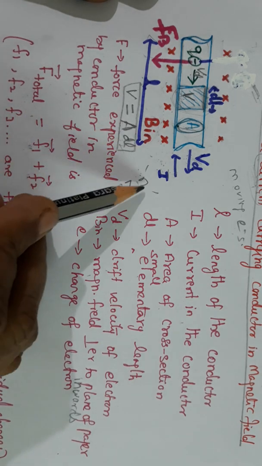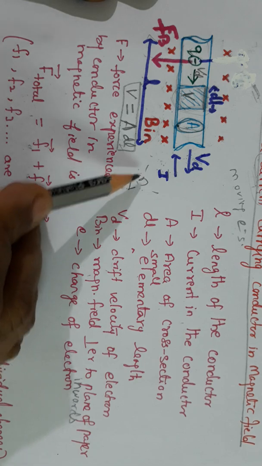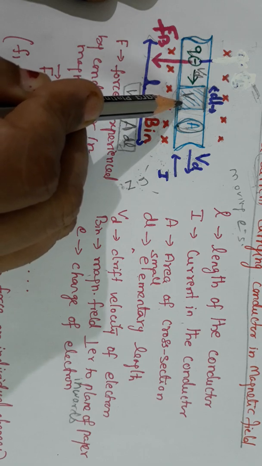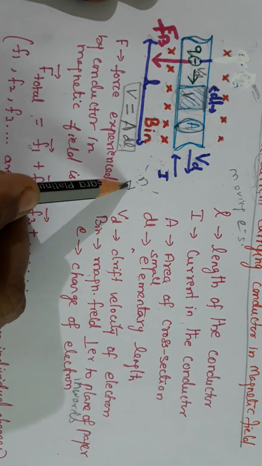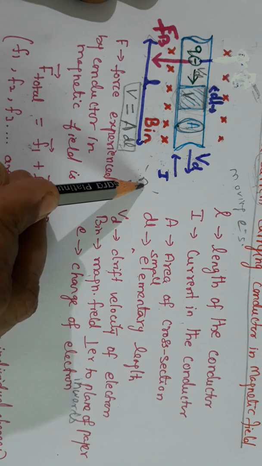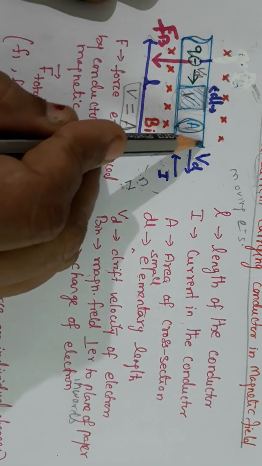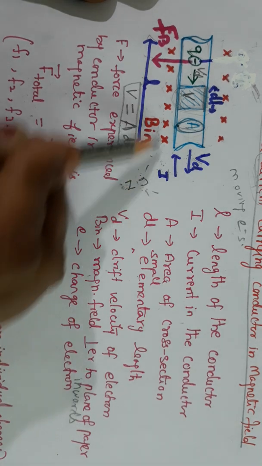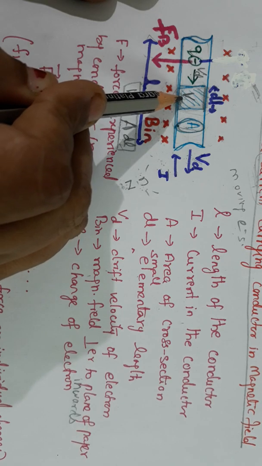Now you should also know what is capital N and what is small n. Capital N is the number of electrons in this part, in this volume. Repeatedly I am saying we need it in a later part. How many electrons are there in this volume? Capital N number of electrons. So what is small n? This is nothing but the number of electrons per unit volume. That means in the conductor, if you consider 1 centimeter cube of this part, there will be n electrons. Capital N is the number of electrons in this elementary length of volume V.